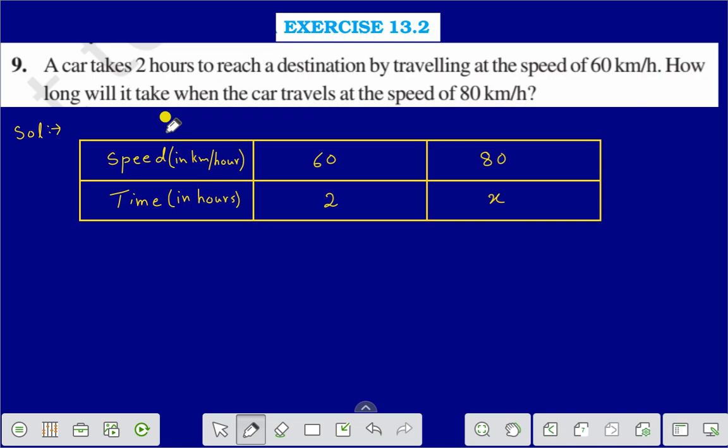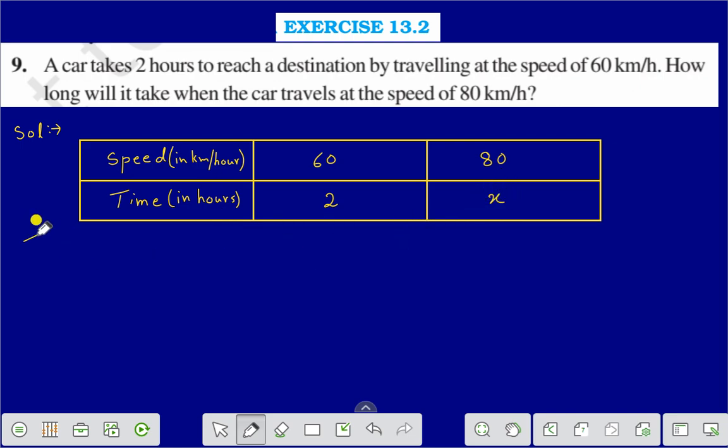Here we have taken a table with the given information. Speed in km per hour and time in hours. When the speed is 60 km per hour, the time taken is 2 hours. When the speed is 80 km per hour, the time taken is x.